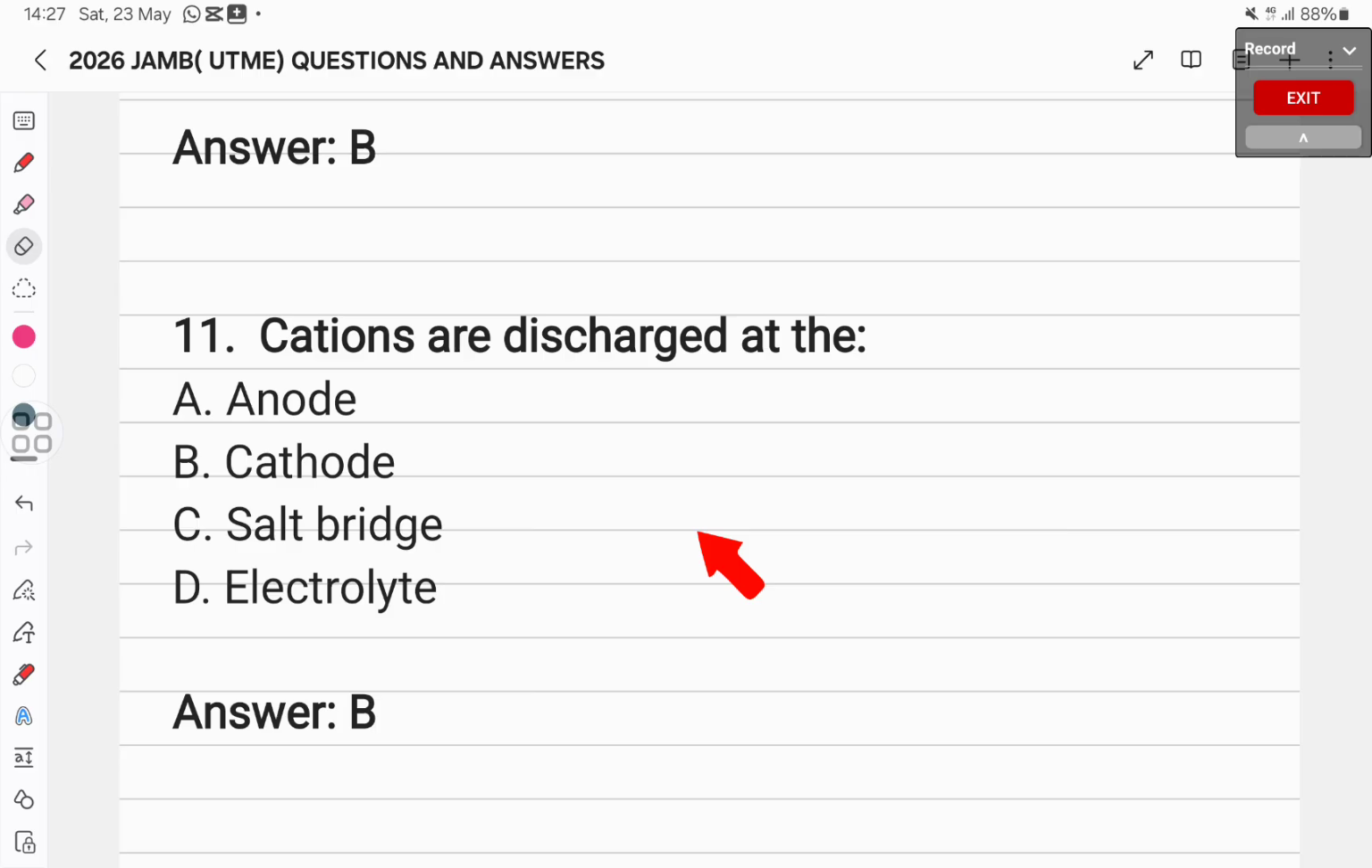During the electrolysis, we are made to understand that the positive ions in the electrolytes will migrate to the negative electrode, which is cathode. The positive ions, which are called the cations, migrate to the cathode. And that's the reason why we call them cations. Cation means cathode ion, that is, ions that are attracted to the cathode.